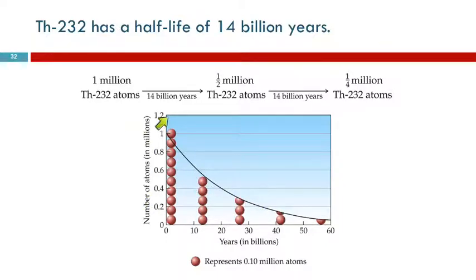So you get the idea? So the decay is a curve, and it just trails off and gets smaller and smaller and smaller until eventually you get down to one atom, and that would decay. But that's going to take a really long time.